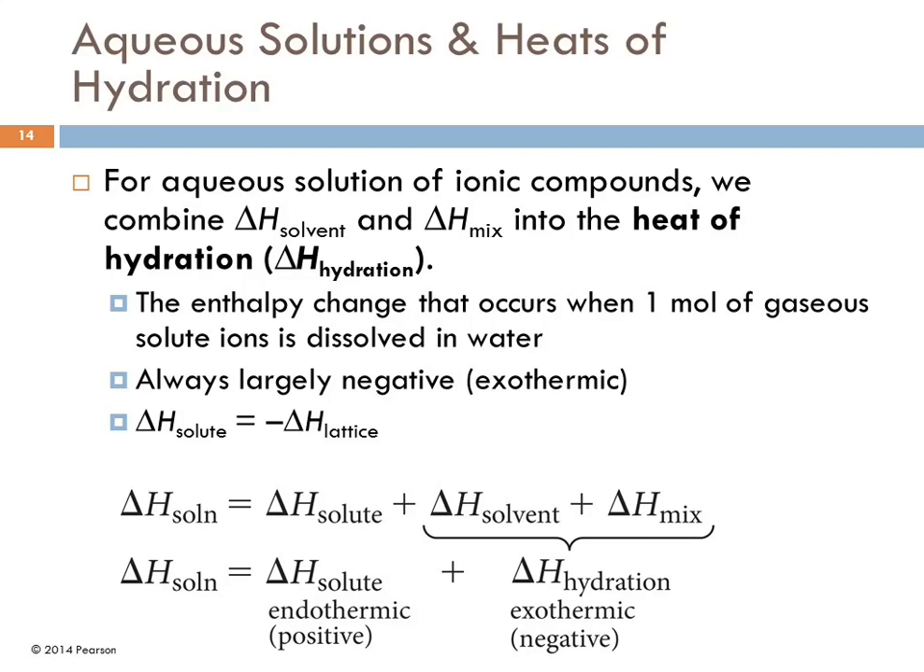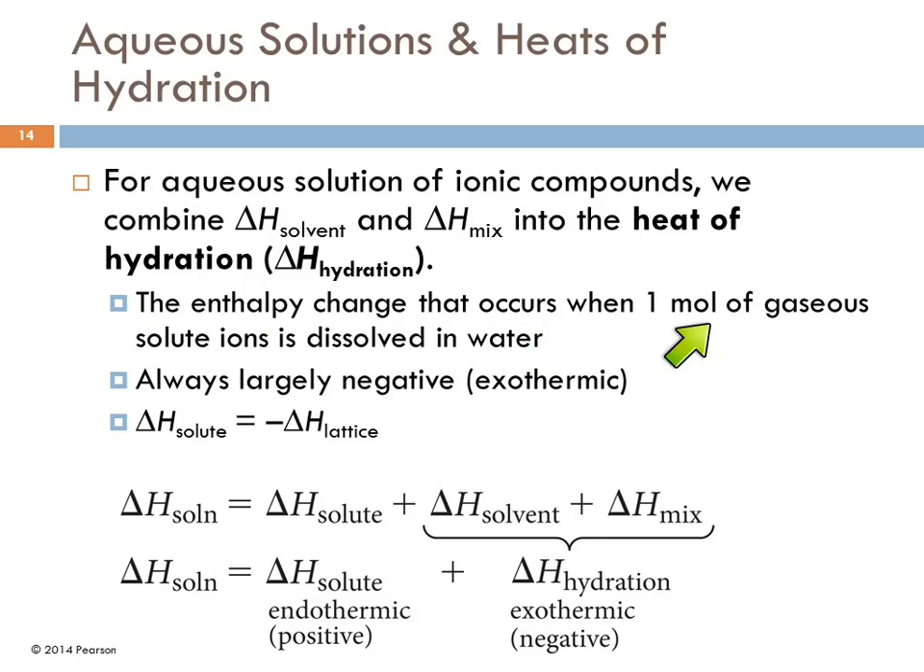So when we make aqueous solutions of ionic compounds, we can talk about a heat of hydration. And that's delta H for the solvent and delta H for the mixing. So this was the amount of energy needed to separate the solvent molecules, and mixing was the amount of energy released when the mixing occurs. So that's the enthalpy change that occurs when 1 mole of gaseous solute ions is dissolved in water. That's what heat of hydration is.